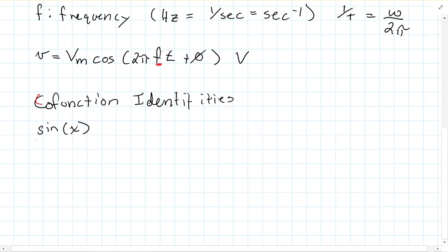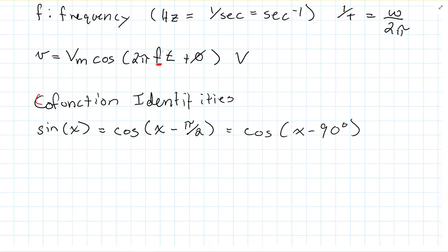But we can easily write this in terms of cosine, because the cofunction identity here is that sine of x is equal to cosine of x minus pi over 2, or if you're using degrees for that phase angle, x minus 90 degrees. If you think about this for a second, that shouldn't be too surprising. Think of the graphs of cosine and sine.